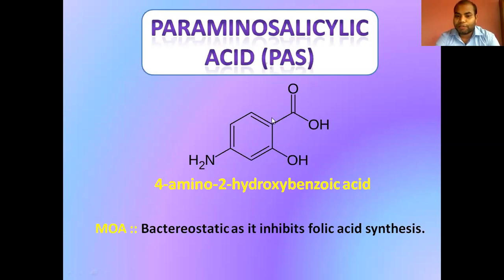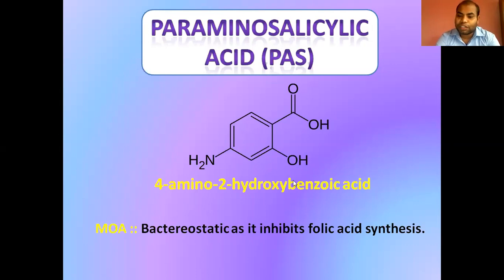But if we number from this side, 1, 2, 3, 4, the first substitution is at the 4 position. So that's why the numbering goes this way, 1, 2, 3, 4. There are two substitutions: a hydroxy group at the second position as well as an amino group at the fourth position. Due to alphabetical order, A comes before H, so we have to write it as 4-amino-2-hydroxy benzoic acid.